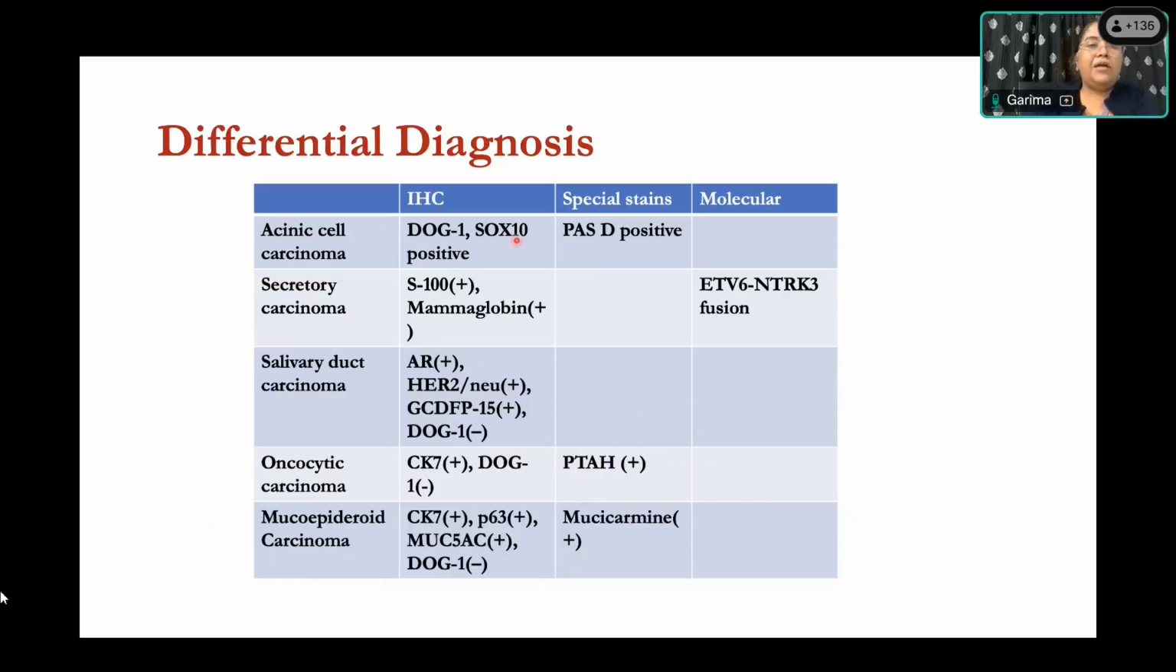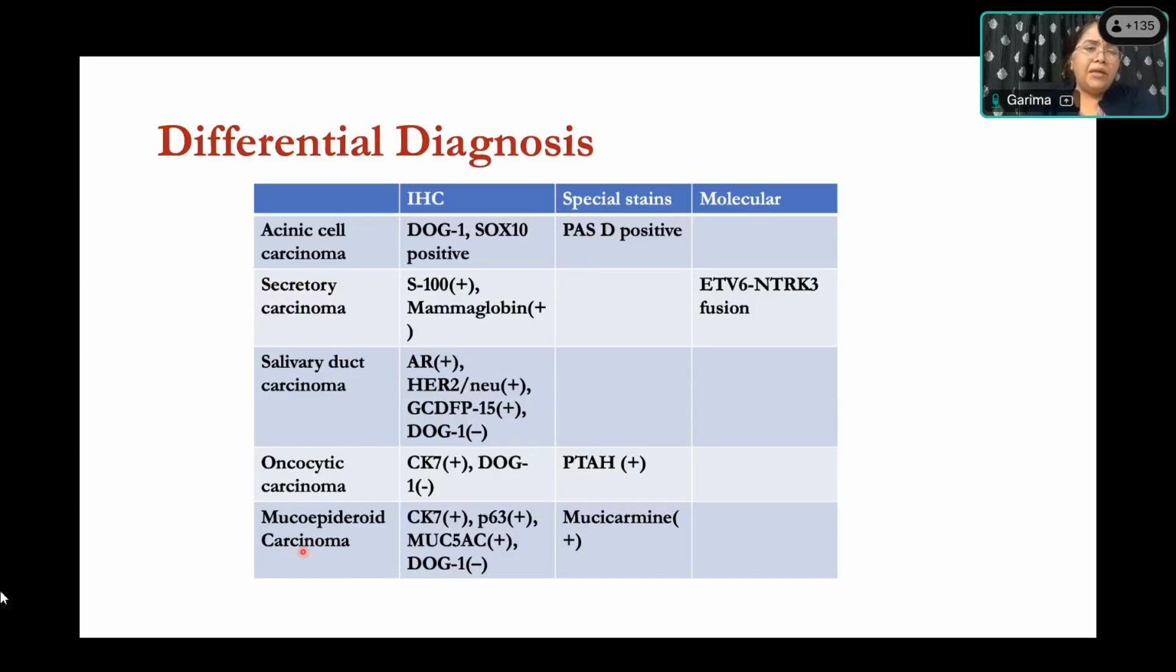The specific markers for acinic cell carcinoma are DOG1 and SOX10. In special stains, it is PAS-D positive. The closest differential is secretory carcinoma, which is S100 positive and shows the ETV6-NTRK3 fusion. Salivary duct carcinoma will show more necrosis and is a higher grade tumor. Sometimes when oncocytic change is present in acinic cell carcinoma, you can confuse it with oncocytic carcinoma, but that will be negative for DOG1. And when mucin is abundant, mucoepidermoid carcinoma also comes in the differential.